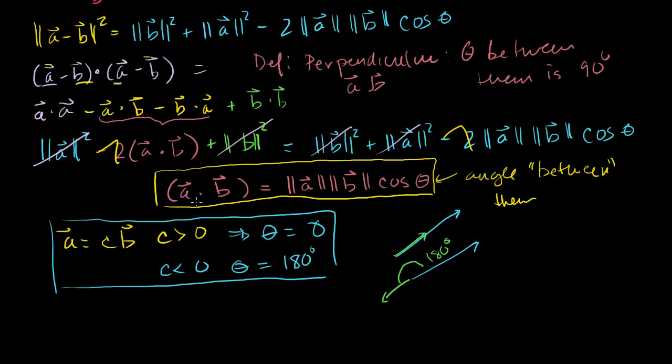Because if you have the 0 vector, then this quantity right here is going to be 0. And then this quantity right here is going to be 0. And there's no clear definition for your angle, right? If this is 0 right here, you'd have 0 is equal to 0 times cosine of theta. And so if you wanted to solve for theta, you'd get cosine of theta is equal to 0 over 0, which is undefined.